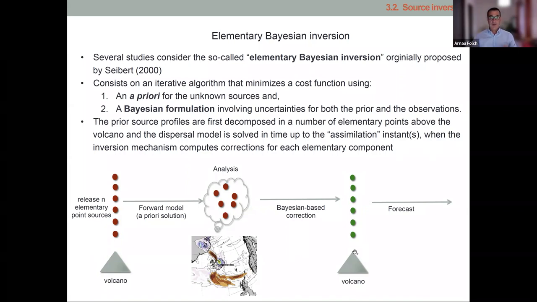So the idea of this is simple: if we can decompose this emission as a set of n point sources above the volcano, and we run this up to the assimilation time, and then we do a correction essentially in the mass that we assign to each of these sources to retrieve the profile, because each one has a different mass. So we solve a linear system of equations to get the individual mass that is released in all of these point sources.